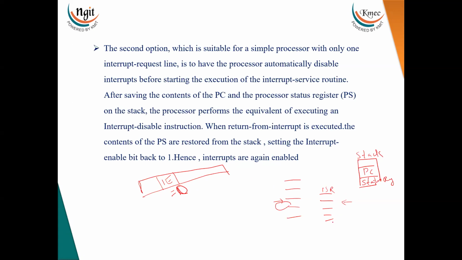Now, after executing this ISR, when it executes the return, again it will go back to the stack and copy the address onto the PC, and also the status register content onto the status register. While copying this content onto the status register, it will make IE equal to 1 again. Thereby, now if any IO devices are requesting service, then the microprocessor will accept the interrupt. Like this, by enabling and disabling, these are the two methods.